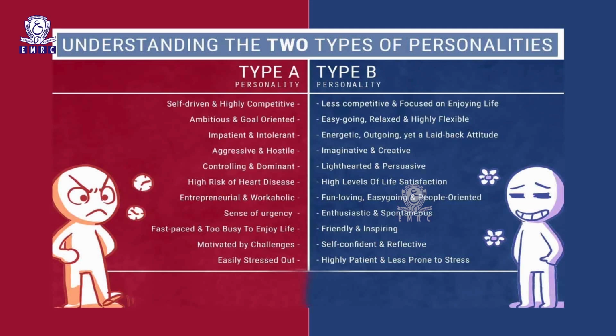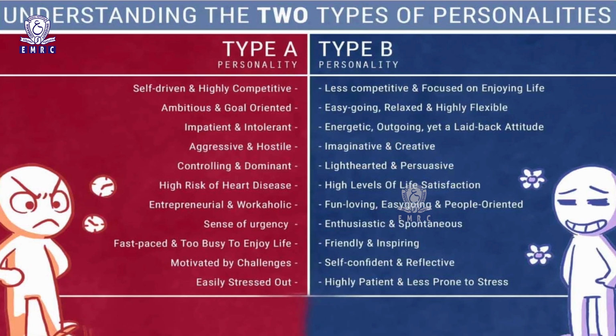Here you can see the differences between type A and type B personality. Type A people are self-driven and highly competitive, whereas type B are less competitive and focused on enjoying life. Type A people are ambitious and goal-oriented, whereas type B are easygoing, relaxed and highly flexible. Type A is associated with impatience and intolerance, whereas type B are energetic, outgoing and have a laid-back attitude. Type A is also associated with being aggressive and hostile, but type B are imaginative and creative.